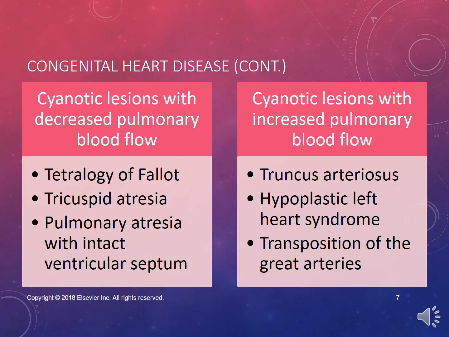So moving on into some more types of congenital heart disease, we're going to talk about cyanotic lesions, and these have decreased pulmonary blood flow. So we'll talk about tetralogy of Fallot. Now, tetralogy of Fallot is a kind of complicated heart defect, and there are 4 very specific pieces. What happens is there is malalignment of the ventricles during fetal development, and that causes these 4 pieces of tetralogy.